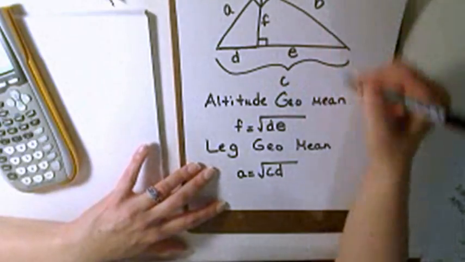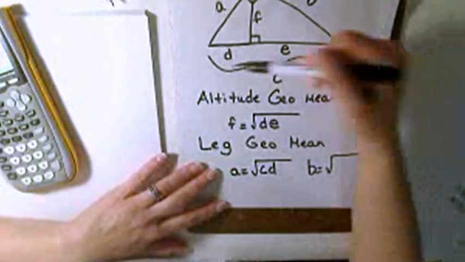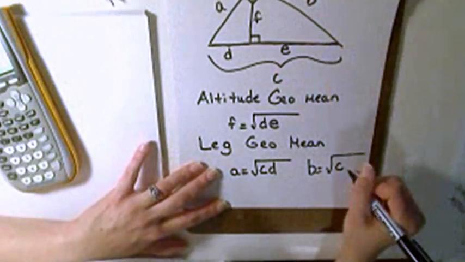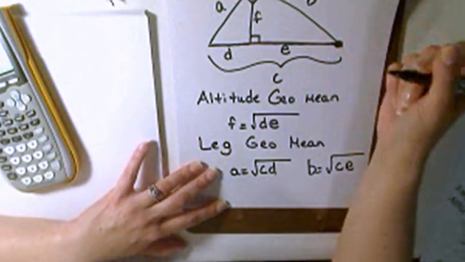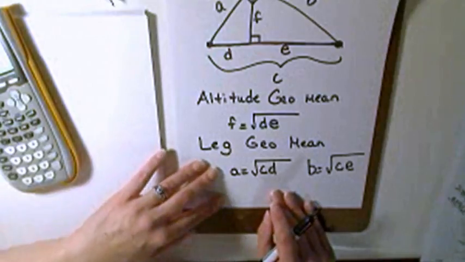If we do this for the other leg, B, it's the geometric mean between the entire hypotenuse, C, and the segment of the hypotenuse adjacent to that leg, or connected to that leg. See how it's connected there? E. These are the two theorems we're going to come back to.